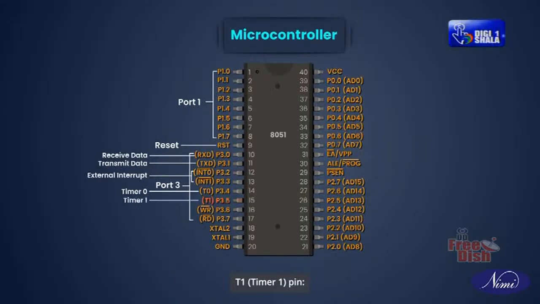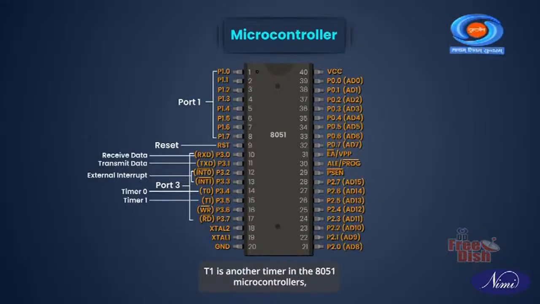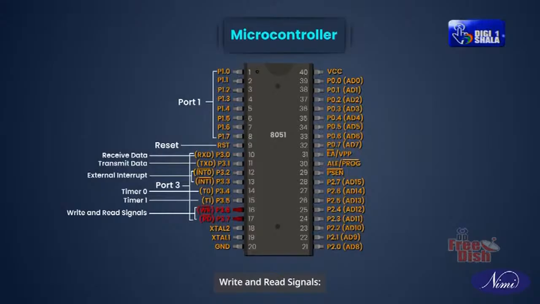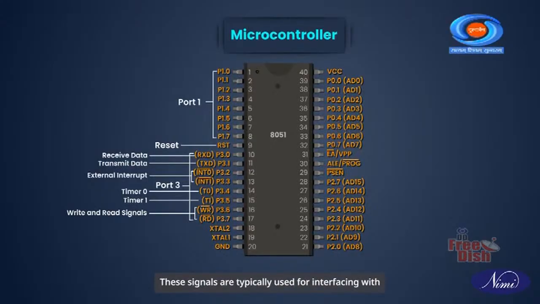T1 or timer 1 pin. Function. T1 is another timer in the 8051 microcontroller used for timing and counting purposes. Write and read signals. Function. These signals are typically used for interfacing with external memory or peripherals.